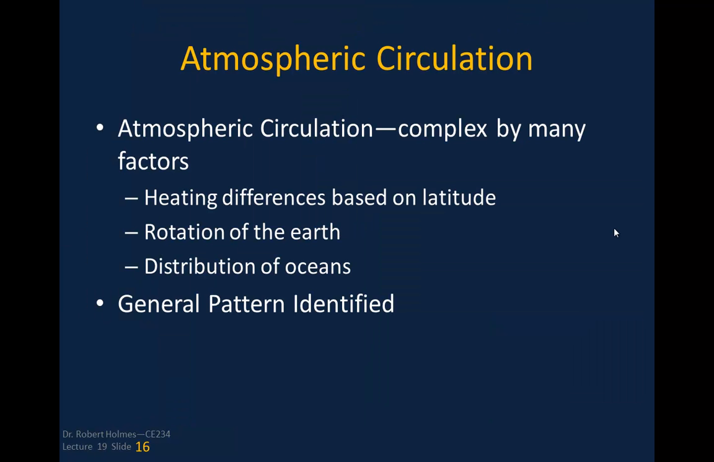All right, let's talk a moment about atmospheric circulation. It's complex because of many factors. The heating differences are based on latitude, so you have much more heating near the equator than you do at 30 degrees latitude. You also have the rotation and spin of the earth. You also have the distribution of the source of the moisture that gets evaporated, and the way the oceans are situated. But we have some overall general patterns that we can identify.